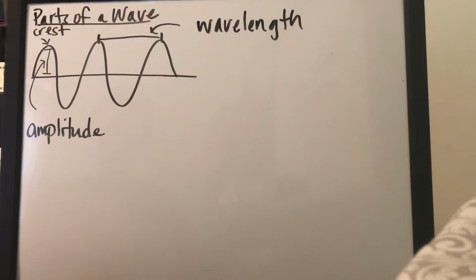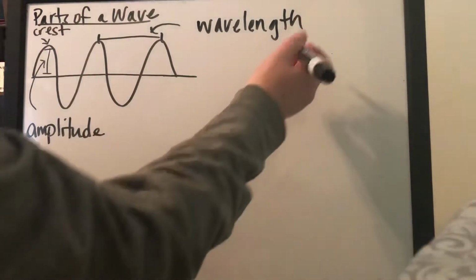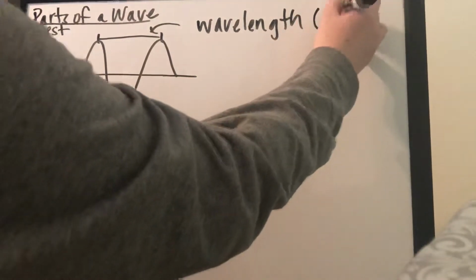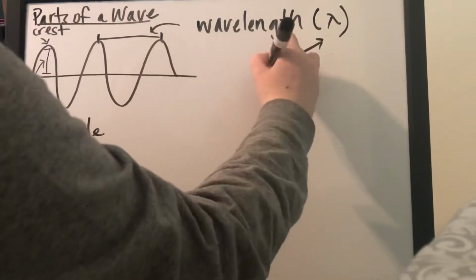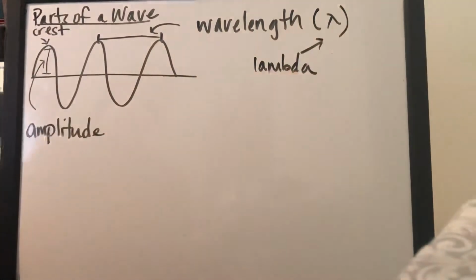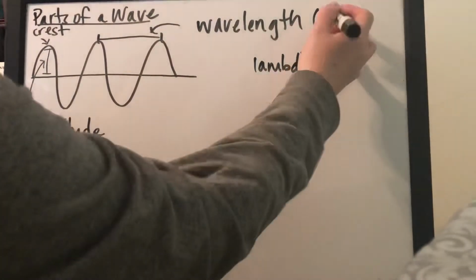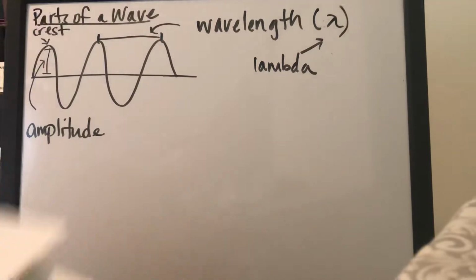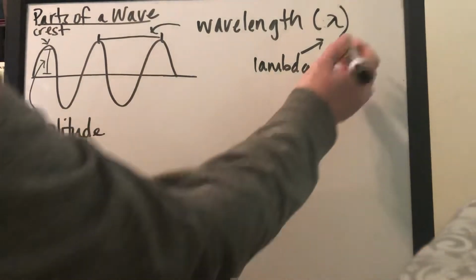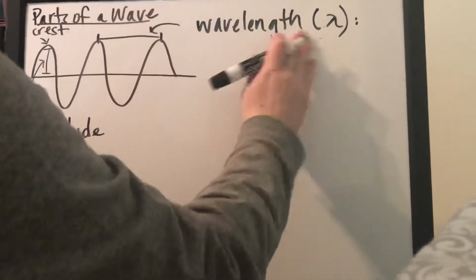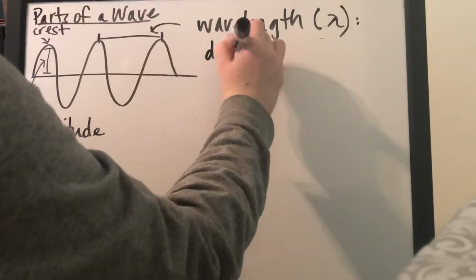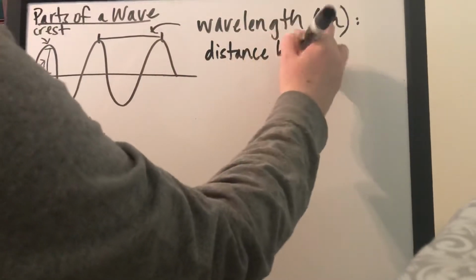And it's given the symbol lambda, which is a Greek letter. It's kind of like a diagonal like that, and then a little swirl, and that's how you draw the lambda symbol. And so the wavelength is the distance between the crests.